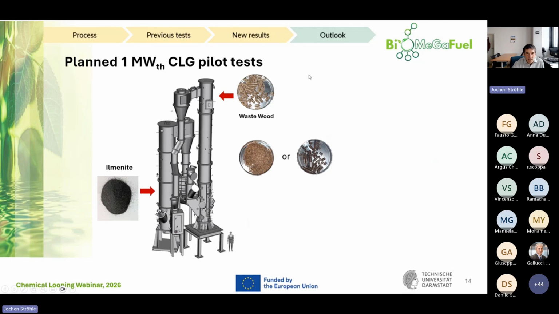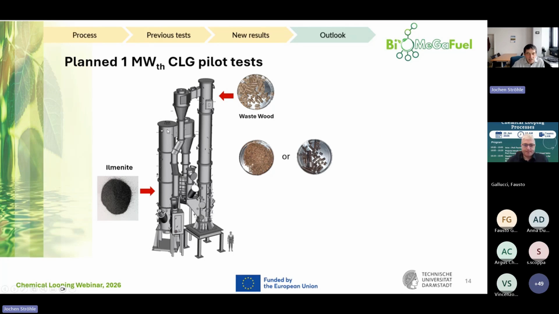Yeah, so for the planned tests in the 1 megawatt plant, as mentioned before, ilmenite will be the oxygen carrier. Also here, we will use the wastewood because we assume this is the easiest fuel, because it's quite similar to conventional biomass like the pine forest residues we have tested before. So we expect that we have a smooth operation here. But for the olive pits and the buckwheat, we are still waiting for some tests at a smaller scale to evaluate which is the most advantageous fuel with the least challenge related to agglomeration.